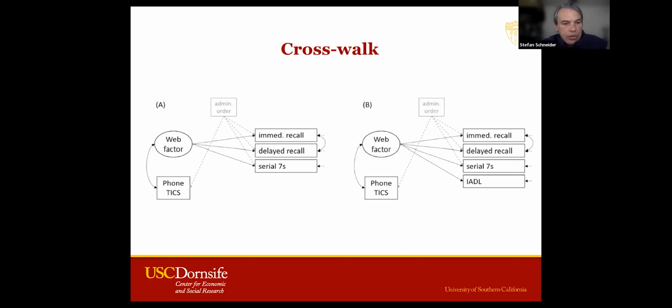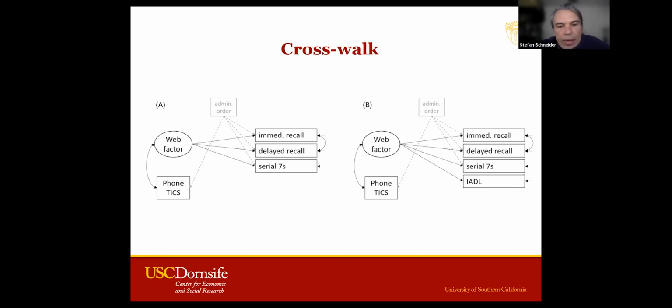What it also allows us to do is we don't have to necessarily categorize individuals, but we can retain the scores as a continuous score. And I'm going to show you in a second what that helps. But what it also allows is that we can incorporate more and more tests into this latent web factor. So on the right-hand side, you see that we added, for example, the instrumental activities of daily living problems score as being part of the web factor.